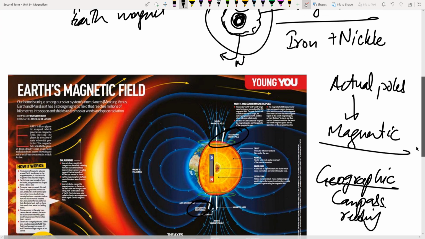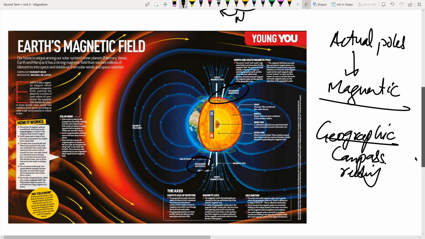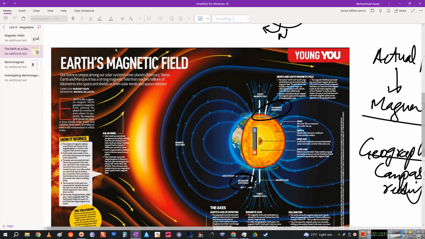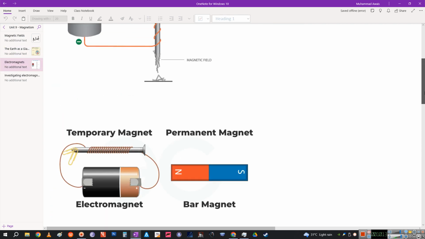Otherwise, the compass would be repelled, right? If the compass is attracted towards that point, then it is your geographic pole, right? So keep the difference between the actual magnetic poles and the geographic poles, which the compass is able to read, right? The next point was the formation of electromagnets, right?